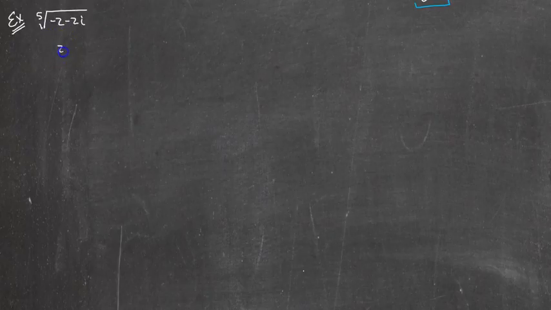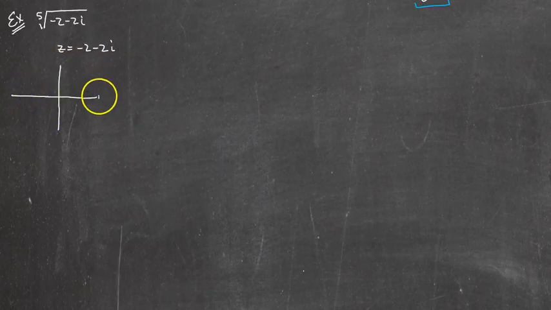So the first thing is we notice that z, our complex number, is negative 2 minus 2i. We should always draw a picture, see where it lives. And so on my real axis, I'm looking at -2, and on my imaginary axis, I'm also looking at -2. And so at this point, this is what I'm looking for. I'm looking for the polar coordinates for this point, which means I need an r and I need a theta.